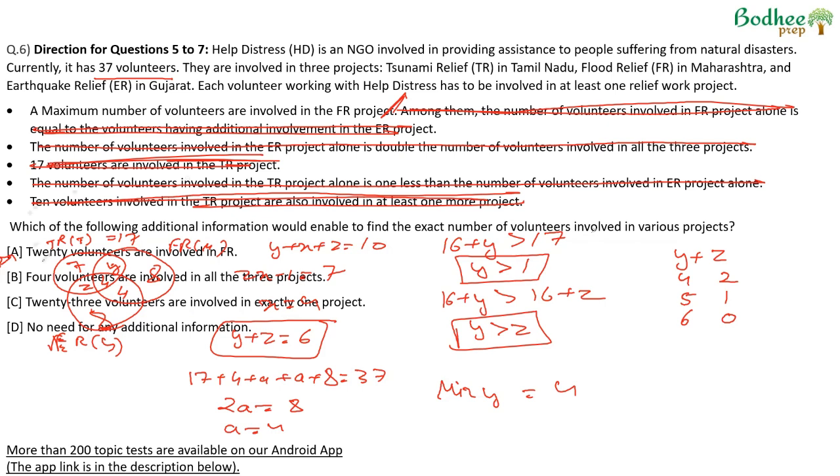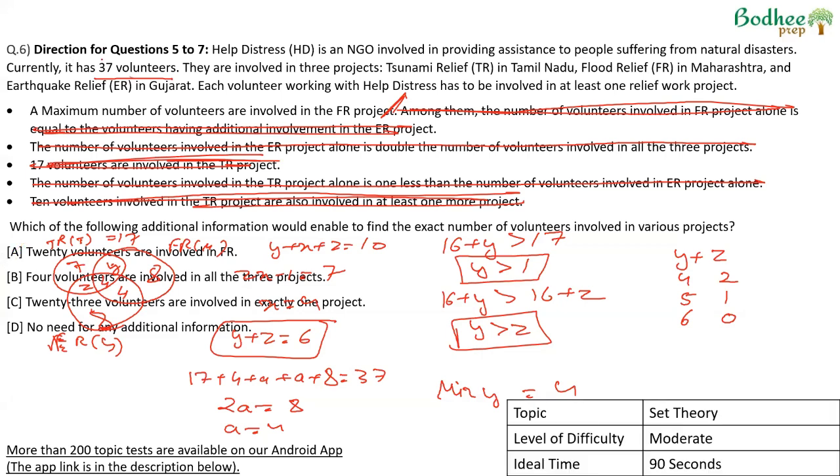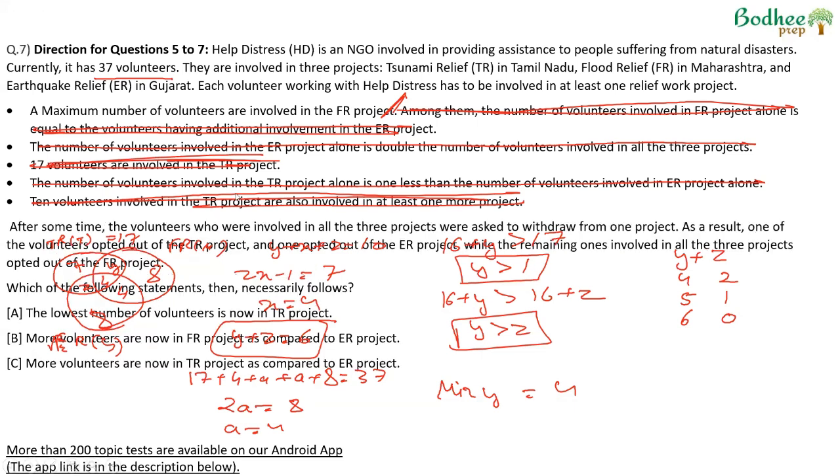We have three cases for Y and Z. If we have information A, we will know 20 volunteers are in FR. FR has 8 plus 4 plus 4 plus Y. Equating it to 20 will give us a value of Y and therefore a value of Z. So the answer for this becomes A. In terms of level of difficulty, the solution has been done, not more than a minute and a half to solve. Moderate level of difficulty. Moving on to question number 7 then.